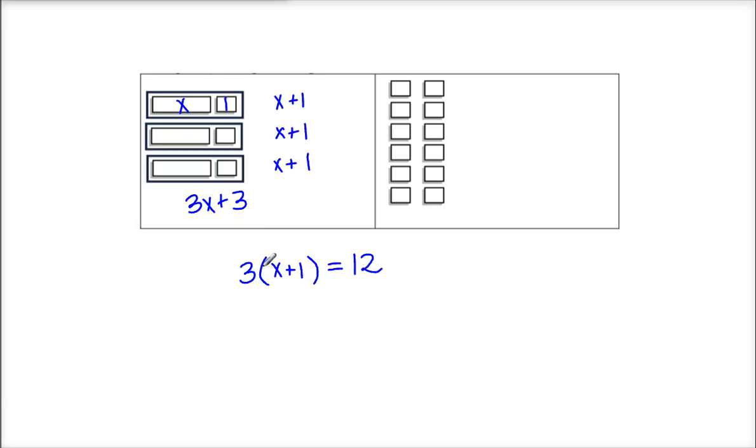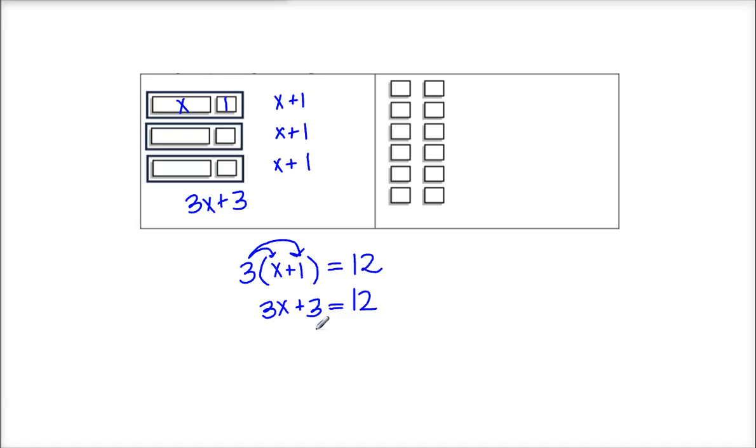In our equation, what it looks like is this 3 out here is multiplied by everything inside the parentheses. So we have to do 3 times an x and 3 times a positive 1. 3 times x is simply 3x, and then 3 times a positive 1 is positive 3. And this is all still equal to 12. Now we've simplified and the parentheses are gone, so we've used the distributive property.